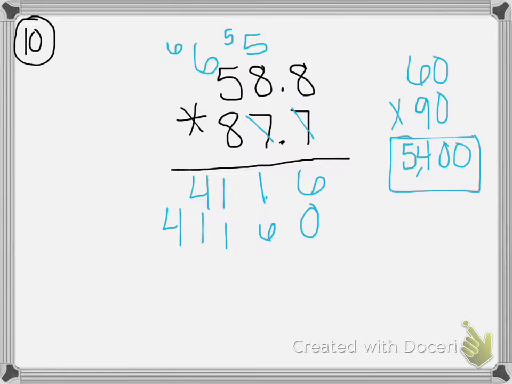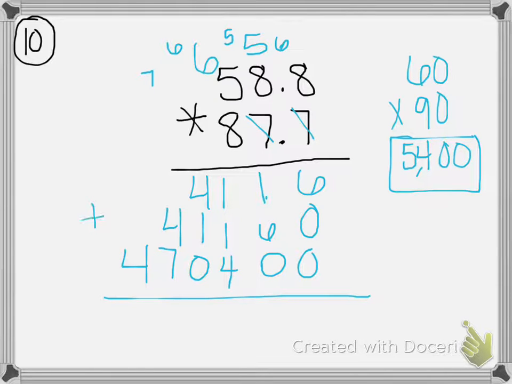Now moving on to the hundreds place. Since it's the hundreds place, we need to add 2 zeros. 8 times 8 is 64. Carry the 6. 8 times 8 is 64, plus 6, 70. 8 times 5 is 40, plus 7, 47. And now we add them all together.